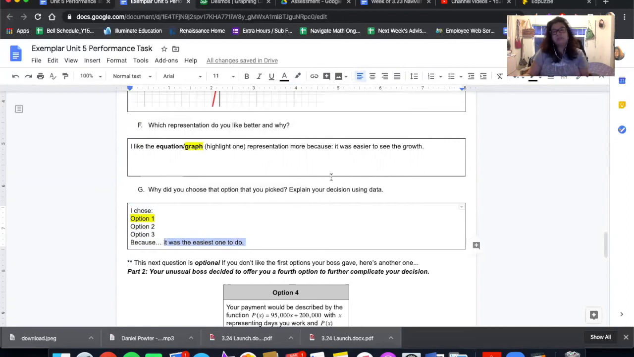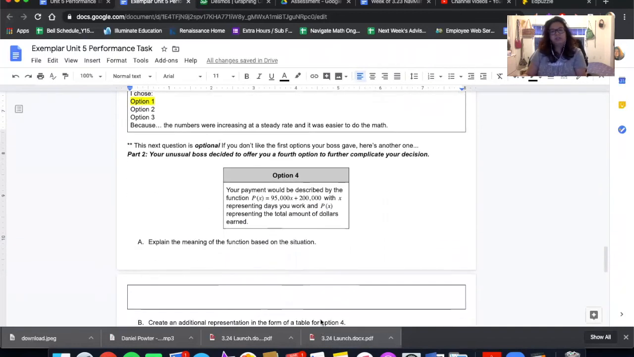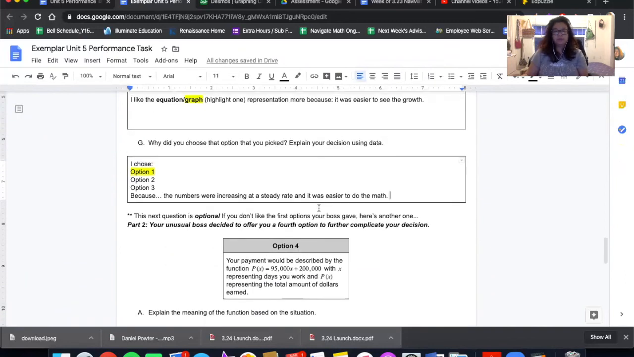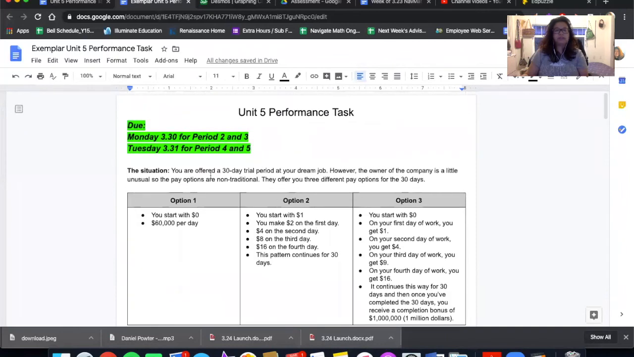However, I want you to use the data. So using the data means using the numbers. So because the numbers were increasing at a steady rate, and it was easier to do the math, right? Again, this next part is optional. This is something that you don't have to do. And that's it.